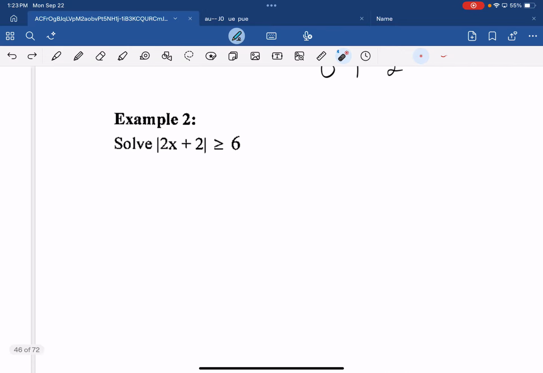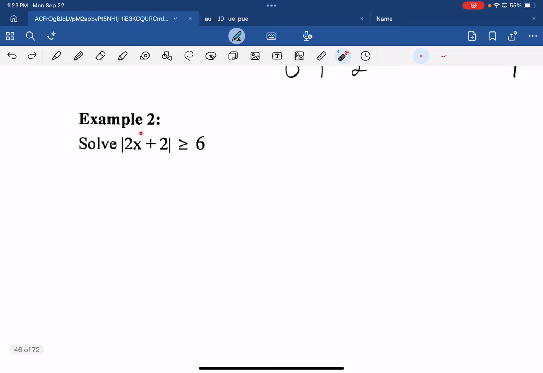All right. Look at example 2. My absolute value bars are by themselves. Remember, that's our first step. They're by themselves. There's nothing around them. So now I'm ready to determine if this is an and or an or. What is it, Savannah? It's an or. Perfect. This is an or situation, because it's greater than. So I have an or problem.